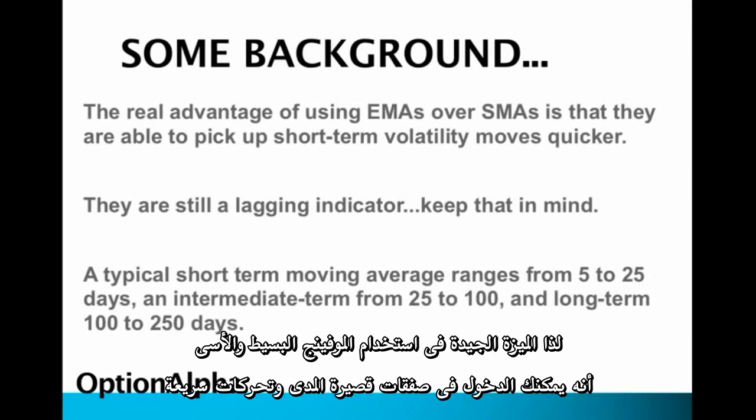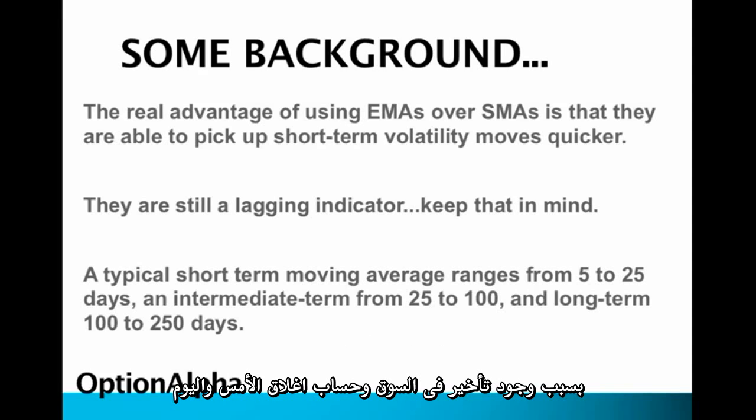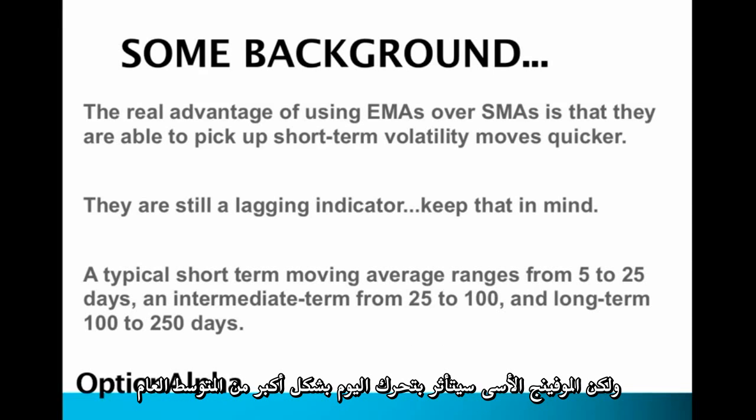So the real advantage of using exponentials over simple moving averages is, again, that they're going to pick up short-term volatility and quicker moves. With a simple moving average, you're not going to get as much movement in the indicator because they're still lagging the market and are just going to factor in today's close or yesterday's close as just another data point. But with exponential moving averages, it's going to factor in today's move at a much higher rate or percentage of the overall average.